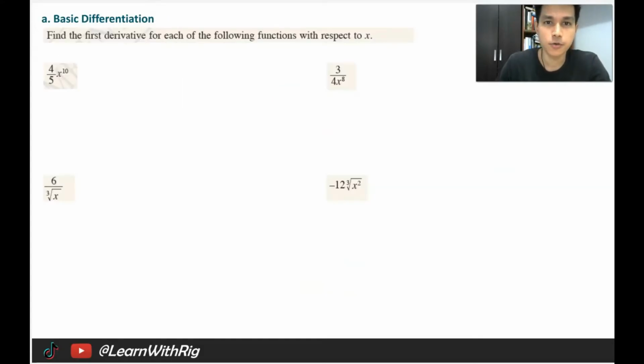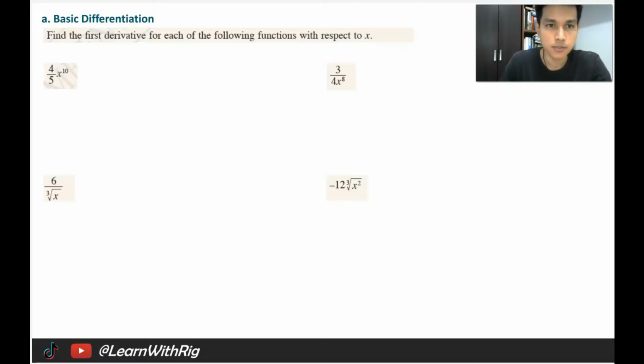So first question, find the first derivative. So first derivative means what? dy/dx lah. It's just another way of saying differentiate. Instead of saying differentiation, they will tell you first derivative. So it means differentiate it. Find the first derivative for each of the following functions with respect to x. See, it says here with respect to x, so you know it's going to be dx, because you're differentiating in terms of x.